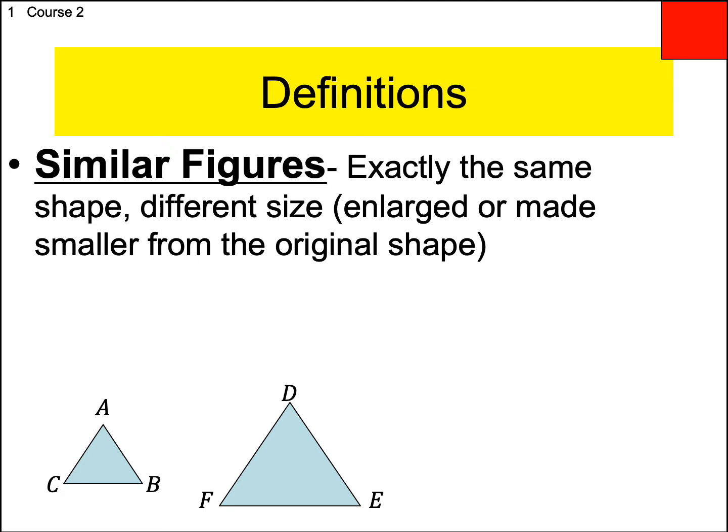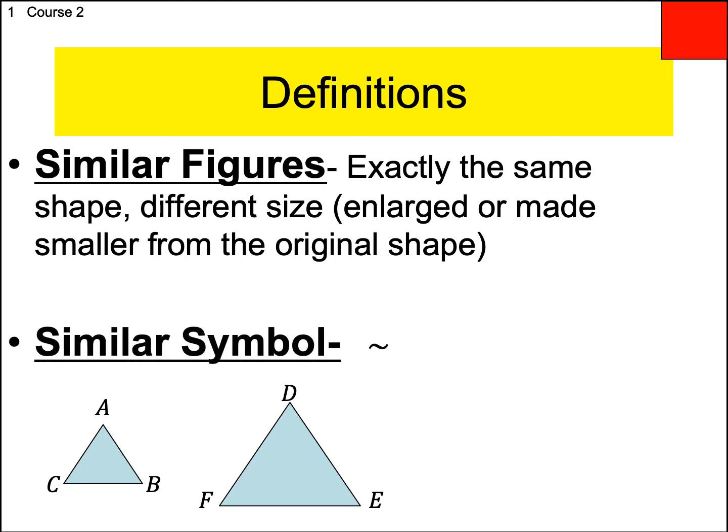Now we have a symbol for similar, not an equal sign, not a congruent sign, but one little wiggle, a tilde, and that's the mathematical symbol for when two things are similar. So when two shapes are similar, you're allowed to say that using that symbol. For instance, triangle ABC is similar to DEF.